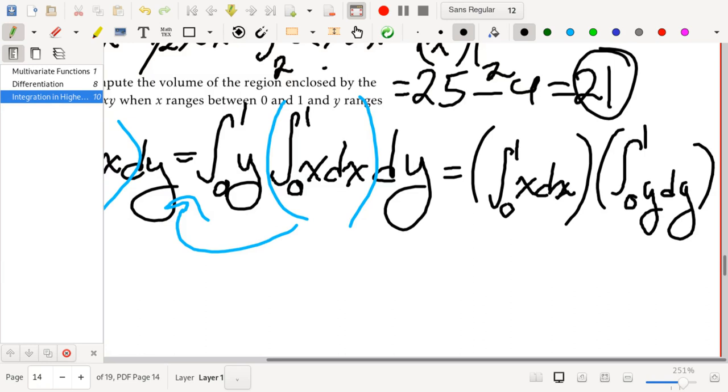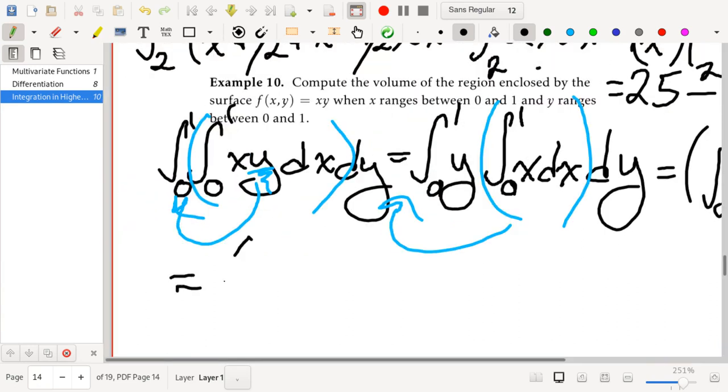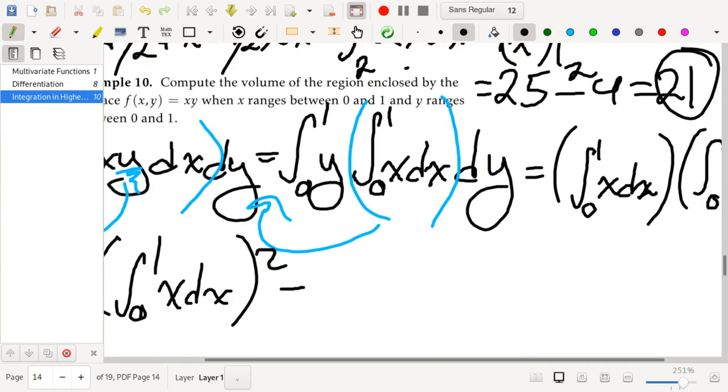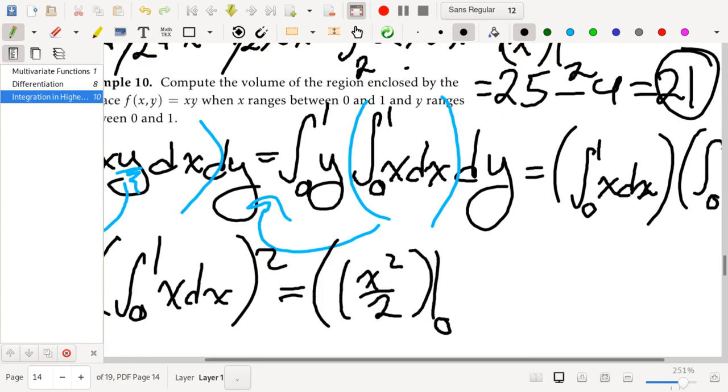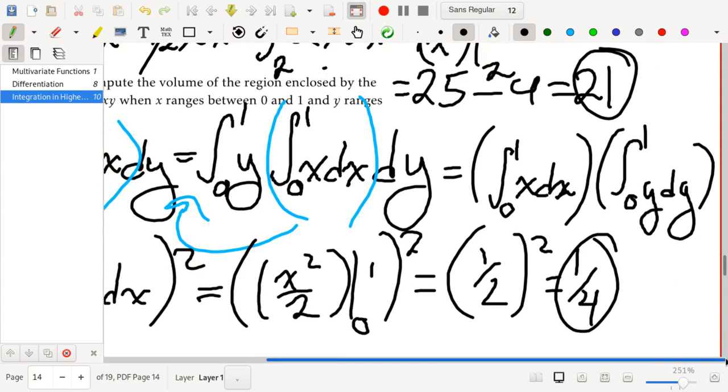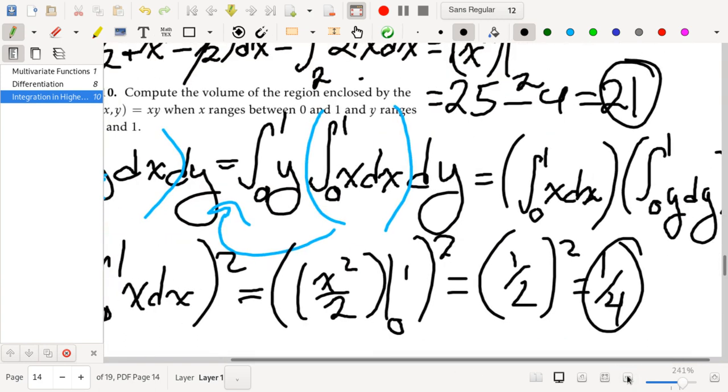But wait a minute. The only thing that's different about these two integrals are the letters. They're going to give the same number in the end. So if that's the case, this is going to be the integral from 0 to 1 of x dx, squared. Oh, look at that. Let's compute it. This is going to be x squared over 2, ranging from 0 to 1, squared, which is 1 half squared, which is equal to 1 fourth. So that integral is going to be 1 fourth.